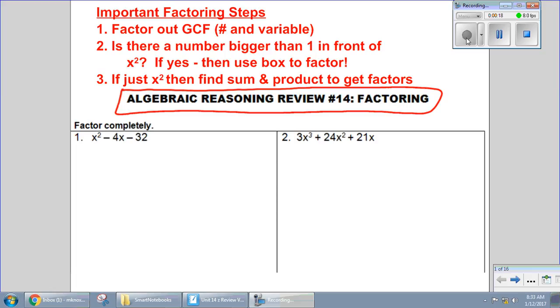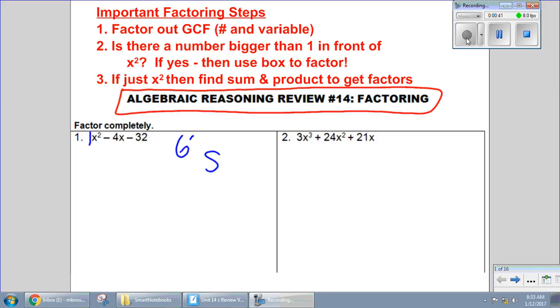And then, is there a number bigger than 1 in front of x squared? If yes, then you've got to use your box to factor to pull the factors out. If it's just x squared with a 1 in front of it, then find the sum and product to get your factors. Okay, so number 1, it just has a 1 right in front of my x squared, so I can find my sum and product.